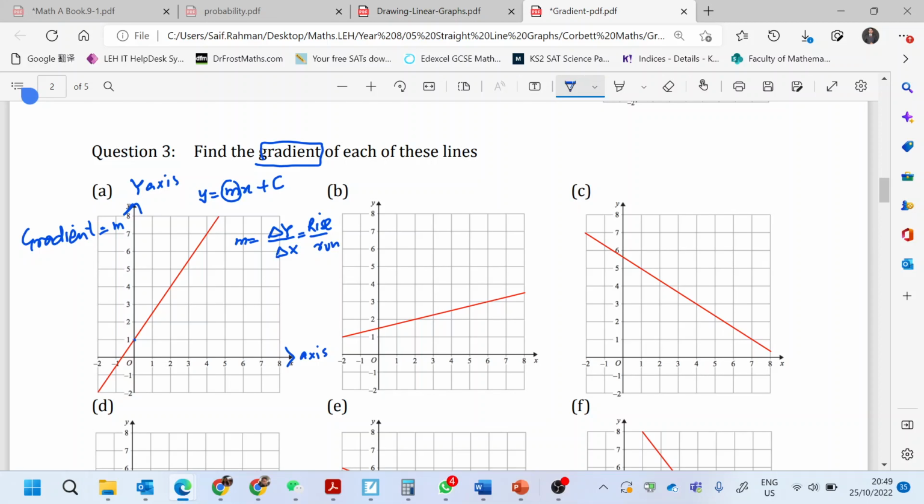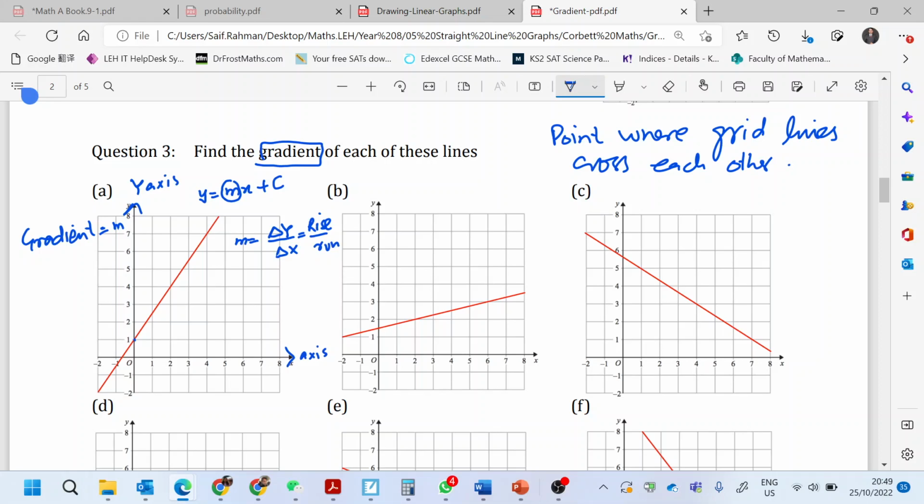For this, first you have to take any two points on this line where the grid lines cross each other. So you have to look for a point where grid lines cross each other, right? So this is the first step.